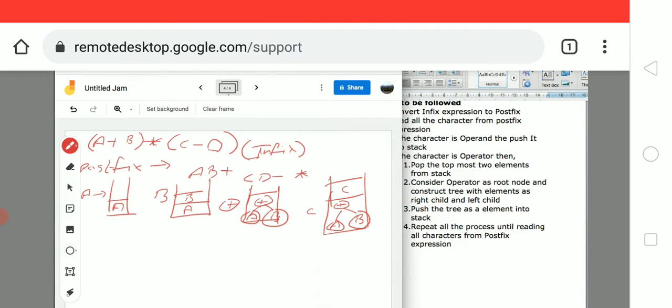Another element is D, so I push D into the stack. Now another element is minus. Minus is an operator, so we have to pop the topmost two elements. What are the topmost two elements? D and C. We create minus as the root node and C as left, because C is the first node, and D as the right element.